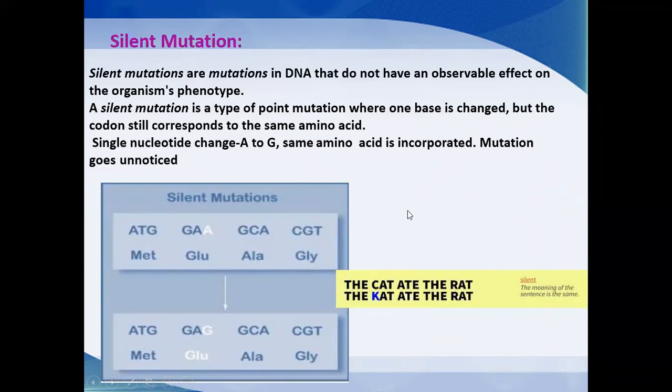For example, one analogy for the silent mutation: here one sentence is there, in which three-letter words are used. The cat ate the rat. This is one statement. In the second statement, one of the letters is replaced by another letter, yet the meaning of the sentence is not changed. The pronunciation is also the same as the cat ate the rat. So the meaning of the sentence is the same, even though one of the letters is altered. Such a mutation is called a silent mutation.